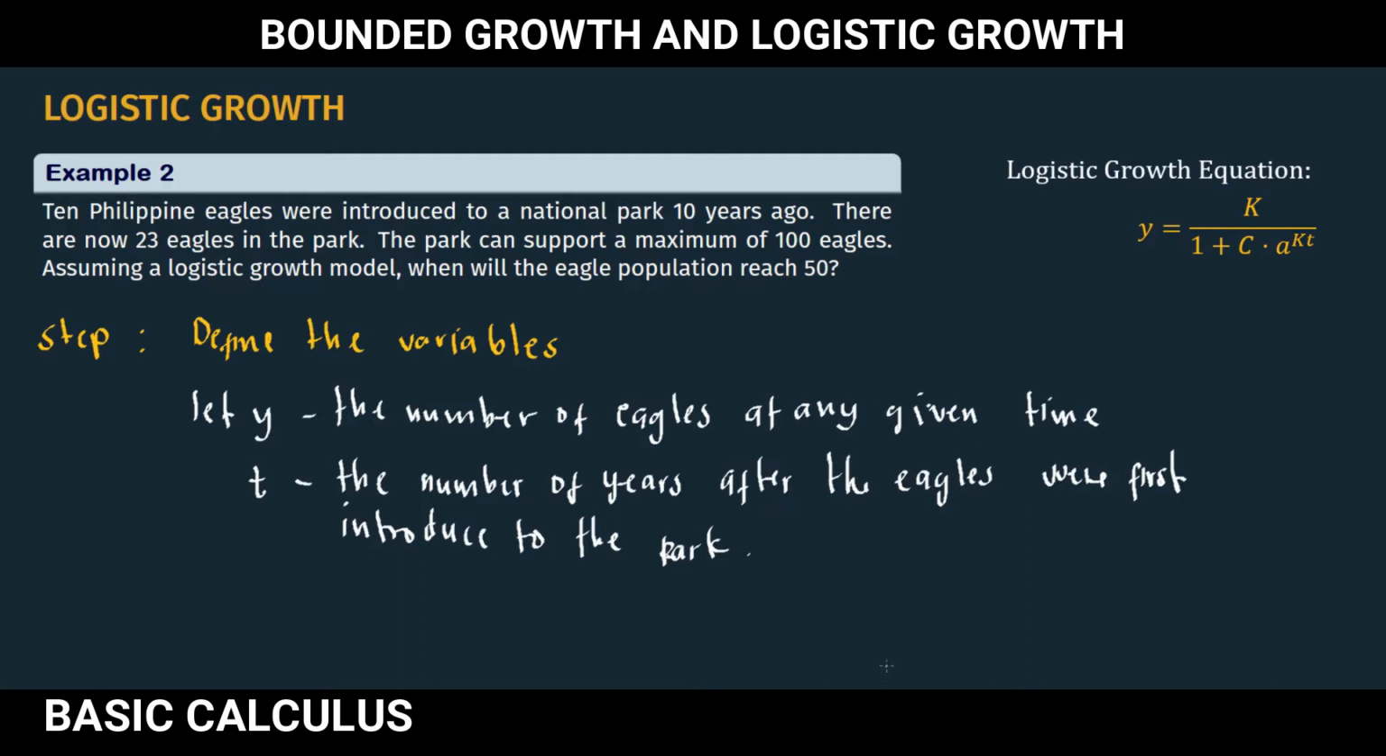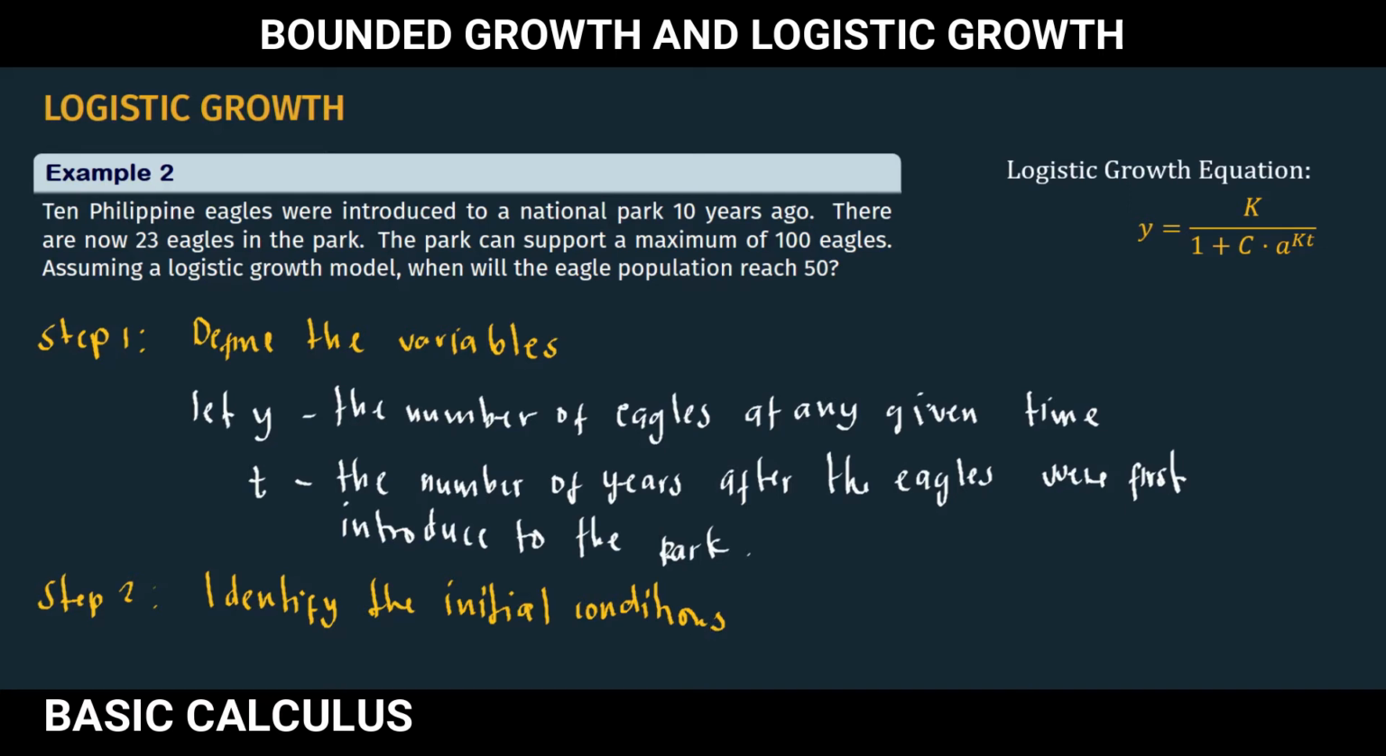Okay, since we now have the variables, this will be our step 1. Our next step, which is step 2, is to identify the initial conditions. So that's our second step, initial conditions.